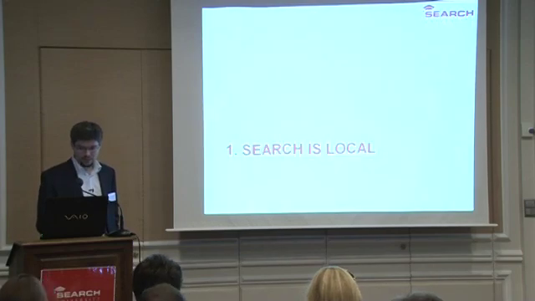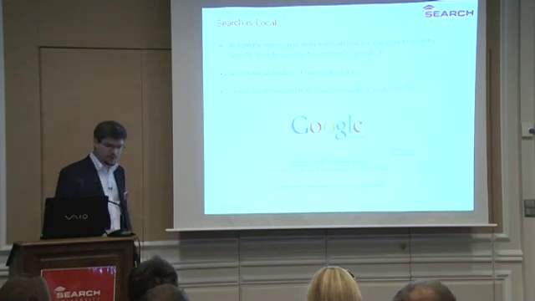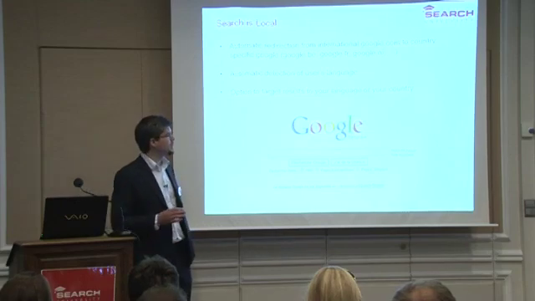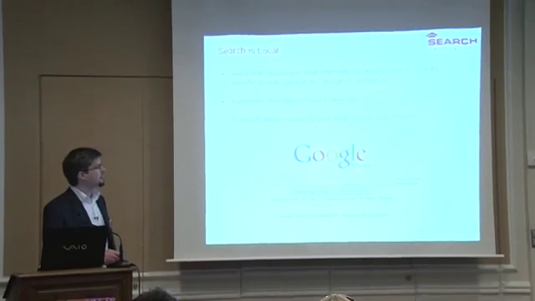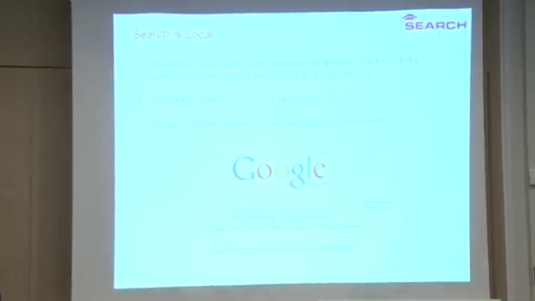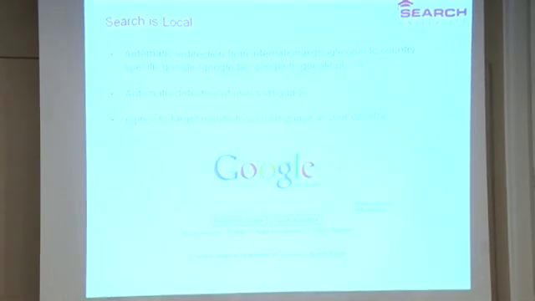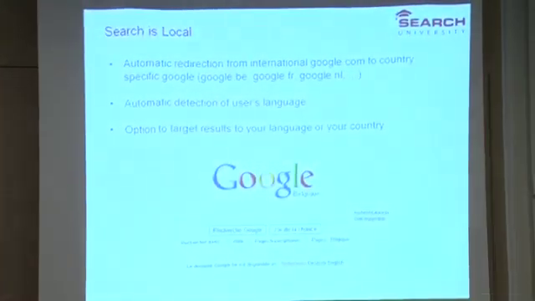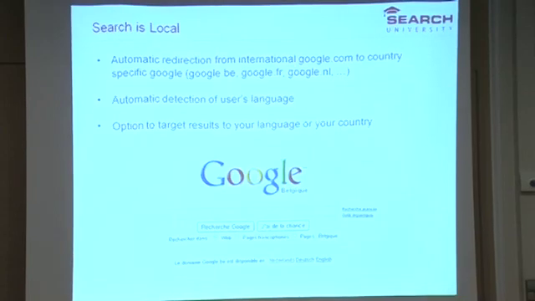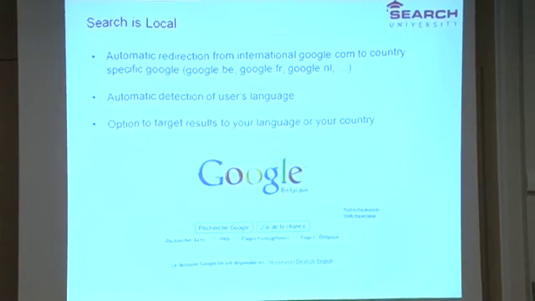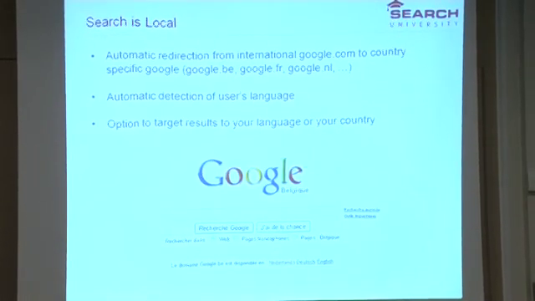So, first part. You all know whenever you type Google, you are automatically directed to Google Belgium. The .com, google.com, will look at your IP address from where you are surfing to redirect you to the right, localized Google. So you'll have a Belgian version, a French version, a Dutch version, and so on.